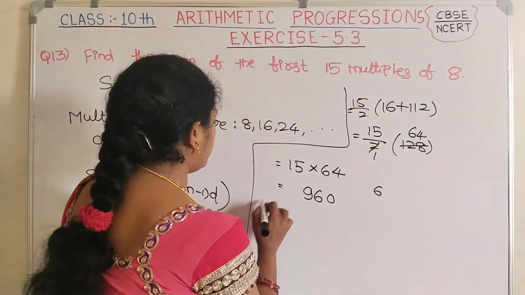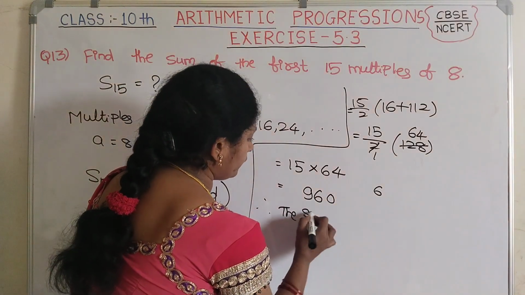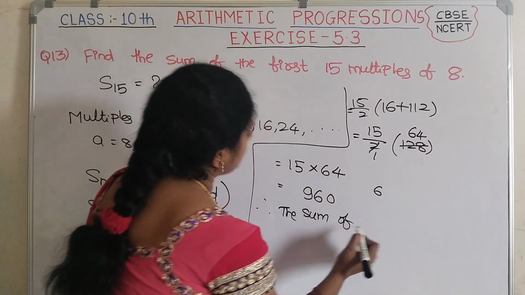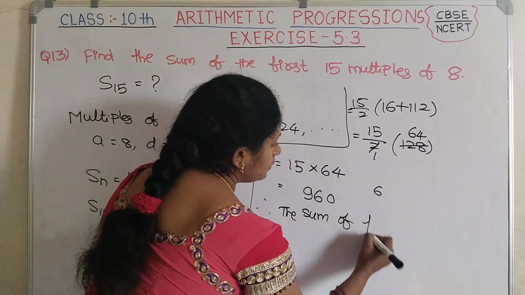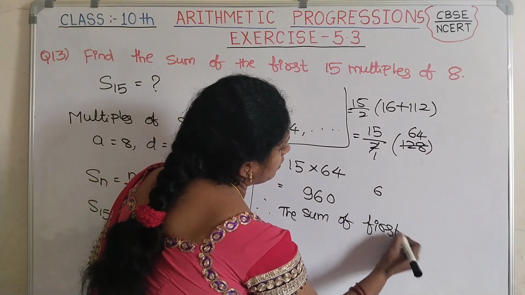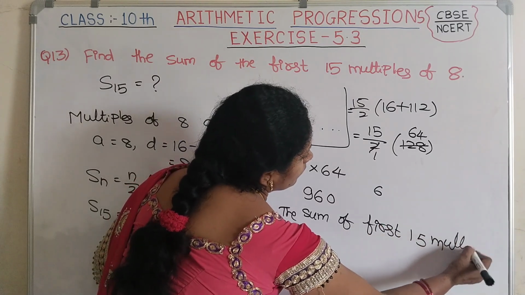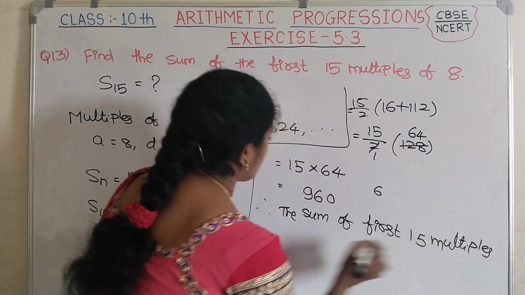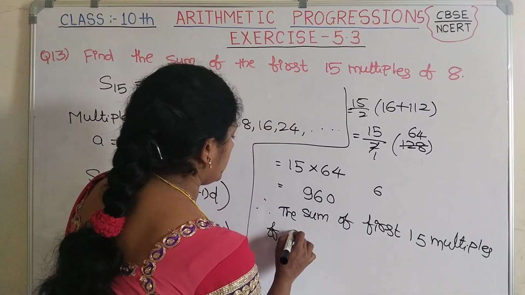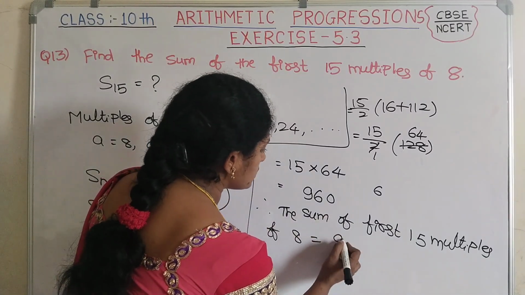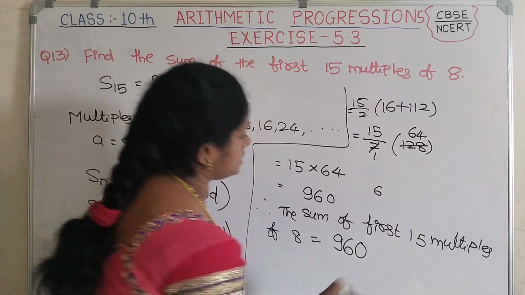96. Therefore, the sum of first 15 multiples of 8 is equal to how much? 960.